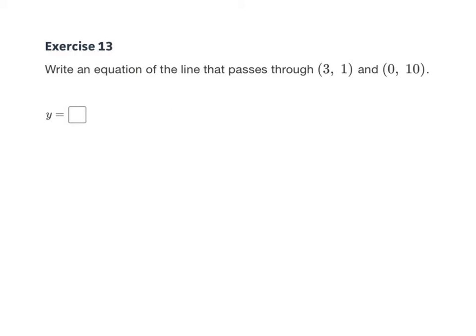Alright, number 13, write an equation of a line. Remember that we need two things. We need the slope, and we need the y-intercept. And we can identify the y-intercept because it's whatever is paired with the 0. So the y-intercept in this case is positive 10. So now all we need to do is identify the slope.